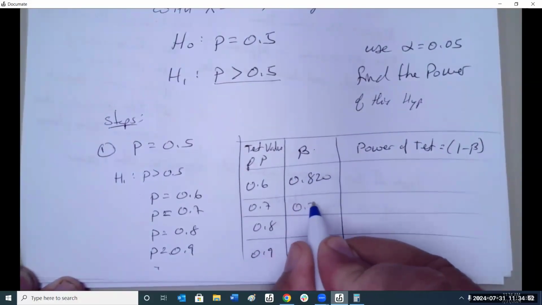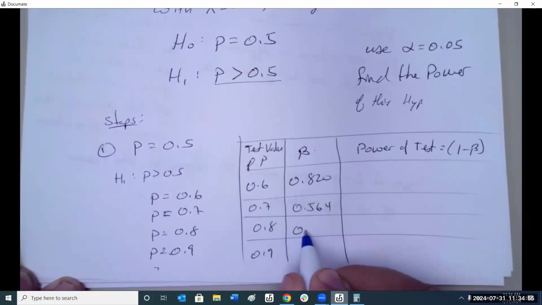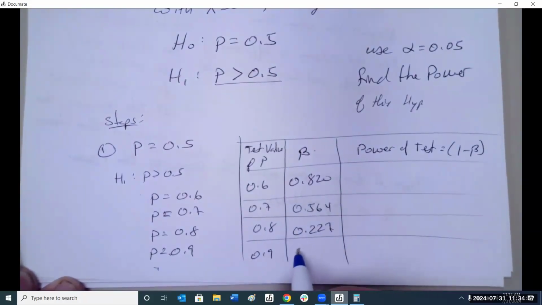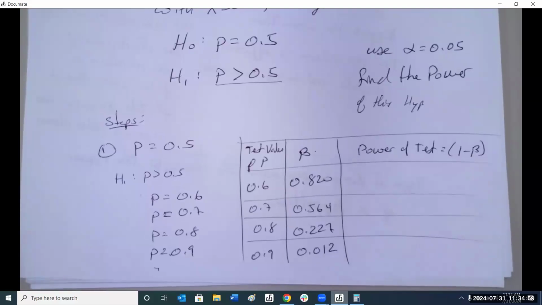0.820, 0.564. And what do we notice about our values? Our value increased, but as the probability was going up, beta is decreasing. Decreasing, right.